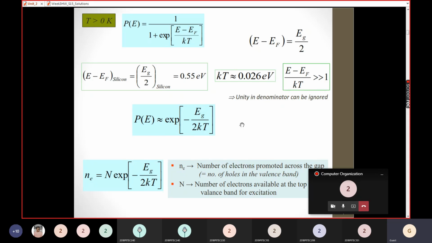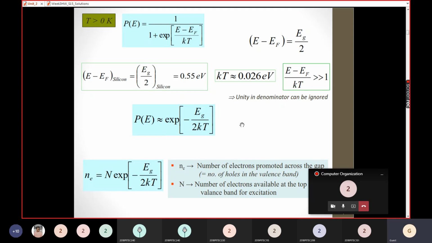Suppose they have given all the values directly, for example the energy level as 1.12 electron volts, take it directly. But be clear what is EF, what is E, what is k, and what is T. If they have given them directly, substitute using the probability formula. If they have not given it, observe the question paper, whether it is silicon or germanium.